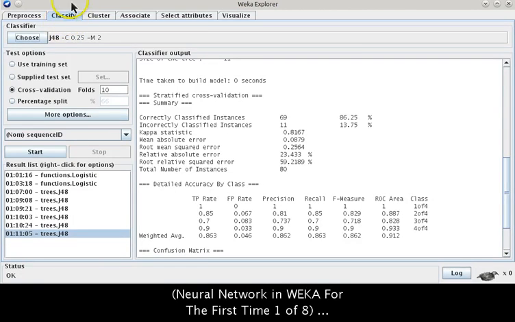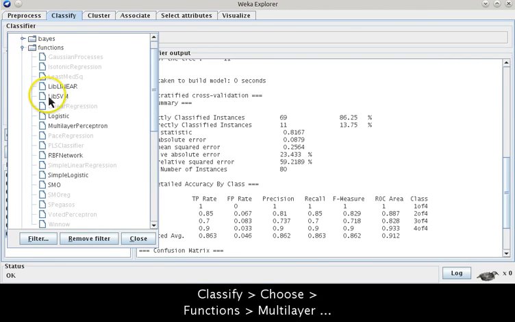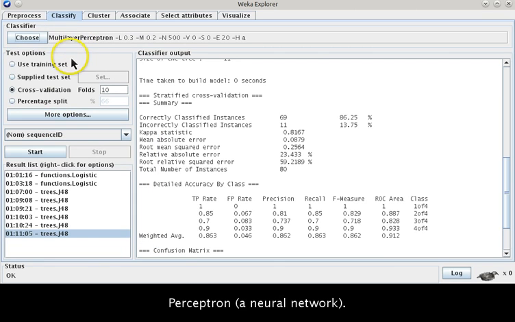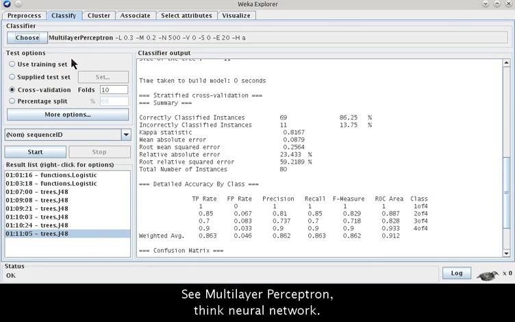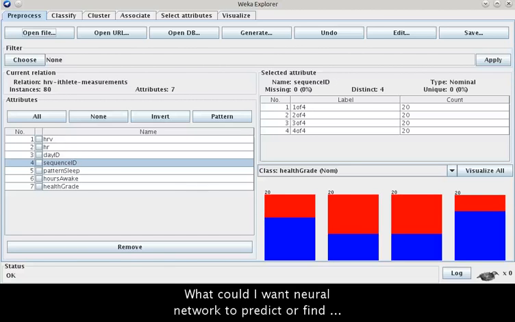Next up was neural network. Click Classify, choose Functions, Multi-layer perceptron, which is a neural network. You see multi-layer perceptron, think neural network. Again, to get my feet wet with neural network, I stepped back and considered a hypothetical. I asked what could I want neural network to predict or find out for me.